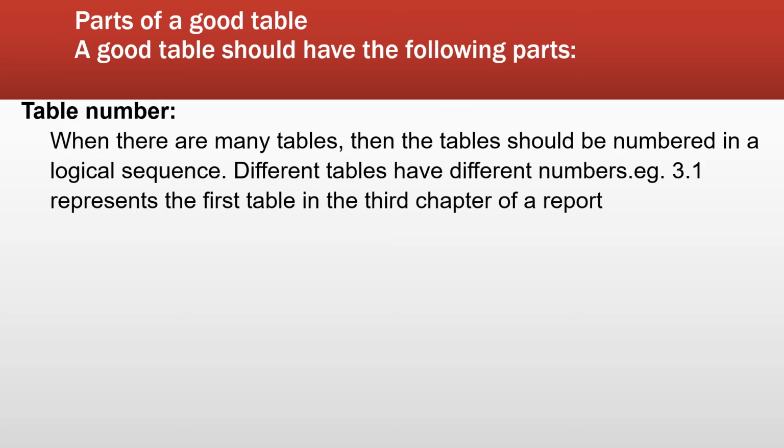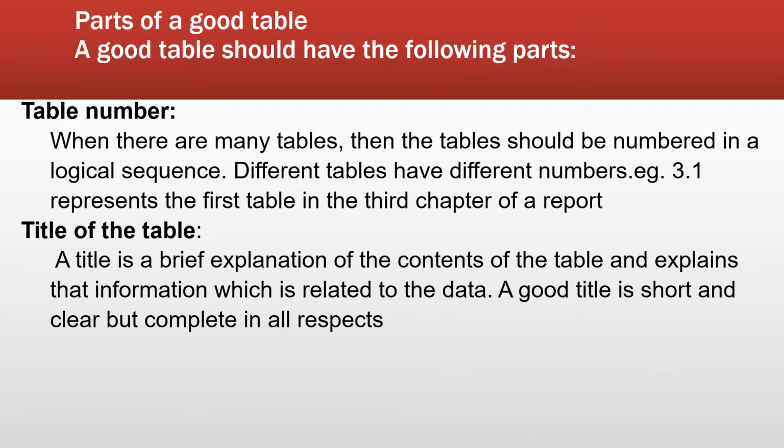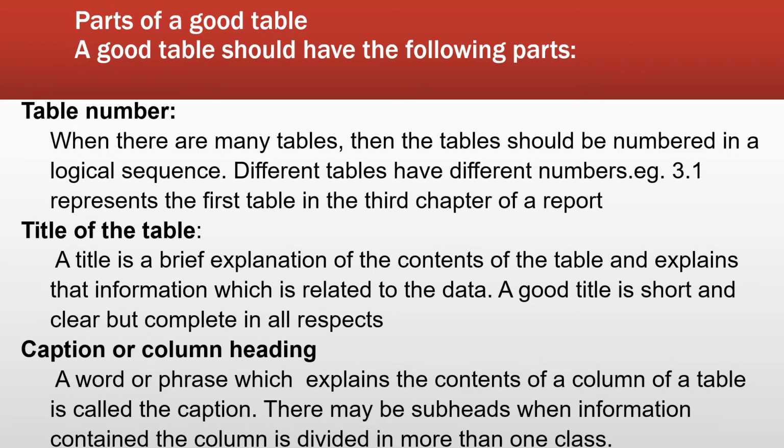The second part of a table is, of course, its title. It should be clearly stated. A title is a brief explanation of the contents of the table, what the table contains, in other words, and explains that information which is related to the data. A good title is short and clear but complete in all respects. So it has to be brief as well as it should give you a picture of what the whole table is all about. The next part of a good table is called the caption or column heading.